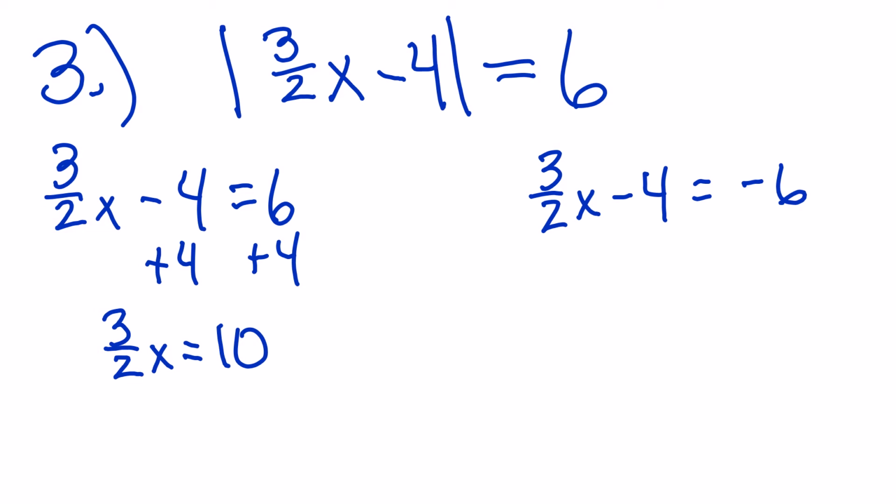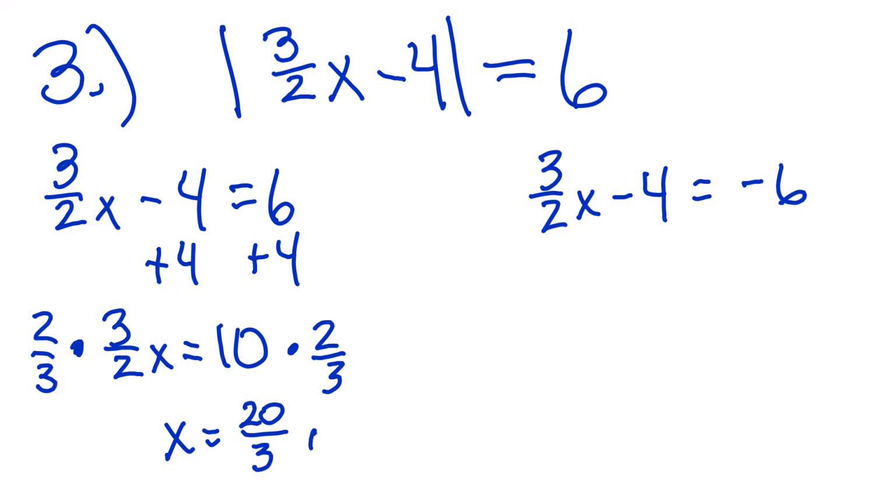You can divide both sides by 3 halves if you just look at that as a number being multiplied by x, but I like to look at it as division, so I multiply by 2 thirds, the reciprocal. 10 times 2 is 20, 20 over 3, so x is equal to 20 thirds, or a lot of us are probably going to use the calculator and it's going to say 6 and 2 thirds. I personally prefer the improper fraction, but 6 and 2 thirds isn't wrong.